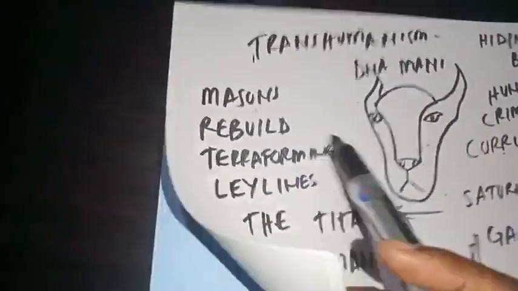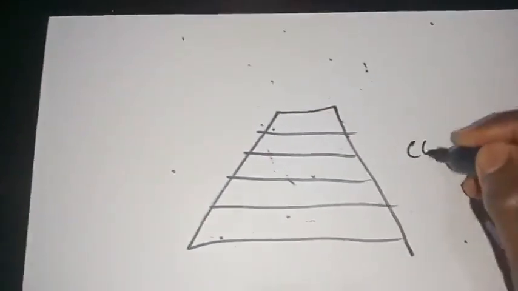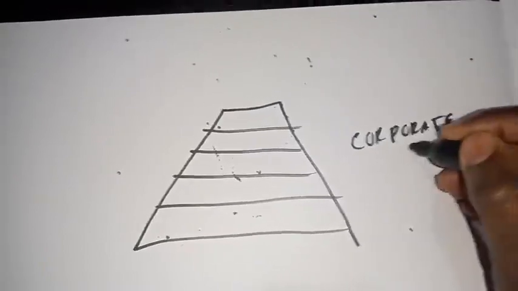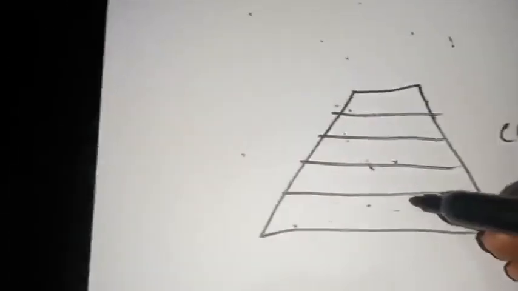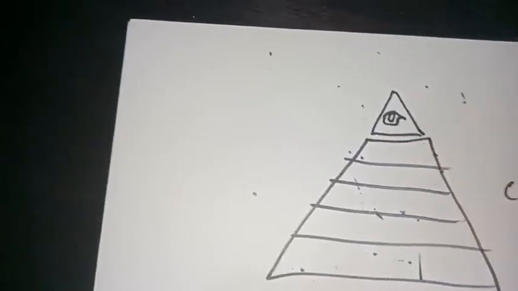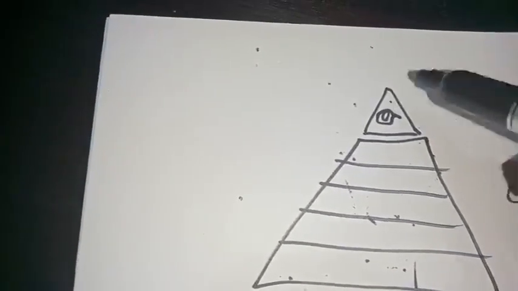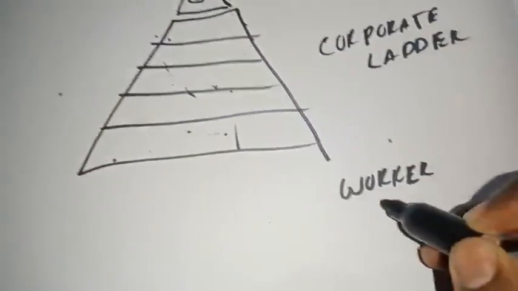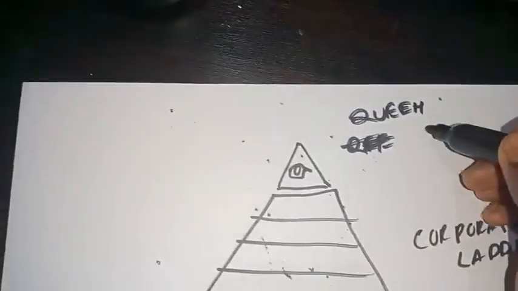Now what you are doing here on Earth, instead of us working on our ascension program, we are working to follow this pyramid. We are working to ascend this pyramid, the corporate ladder. We are looking for money to ascend here so that you go to this all-seeing eye, so that you can meet the queen. So we are working like worker bees, so that we meet the queen of the hive.